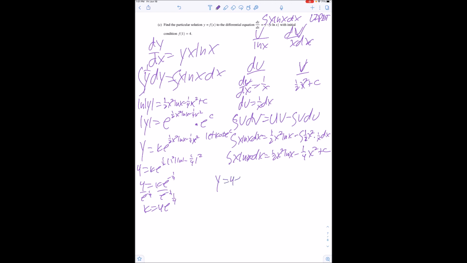y equals 4 e to the 1/4 times e to the 1/2 x squared ln x minus 1/4 x squared. We can combine the exponents because we're multiplying with the same base. So y equals 4 e to the 1/2 x squared ln x minus 1/4 x squared plus 1/4, making that our correct answer.